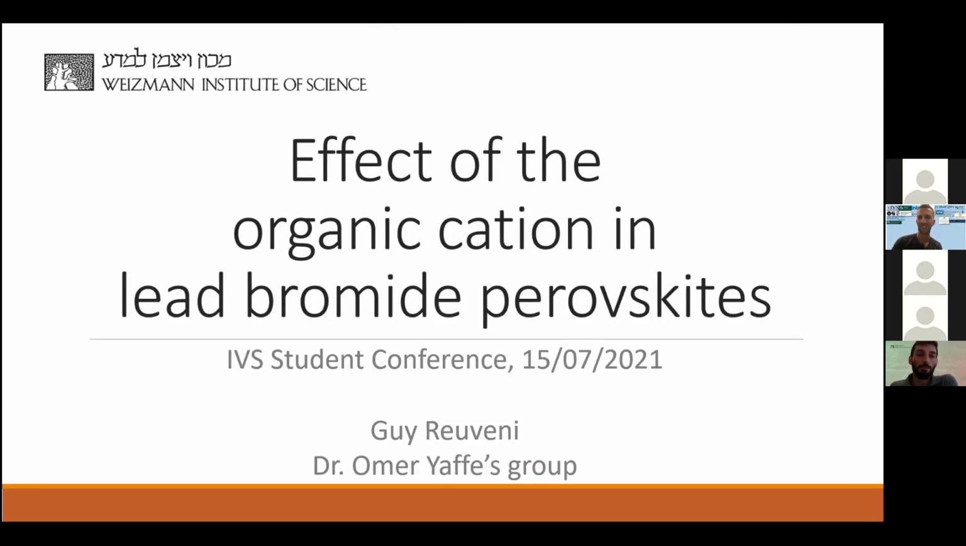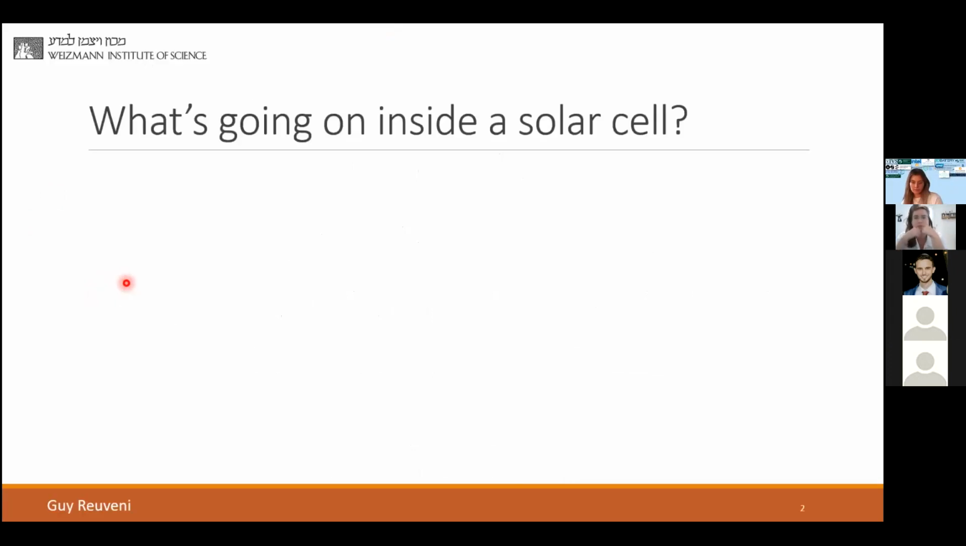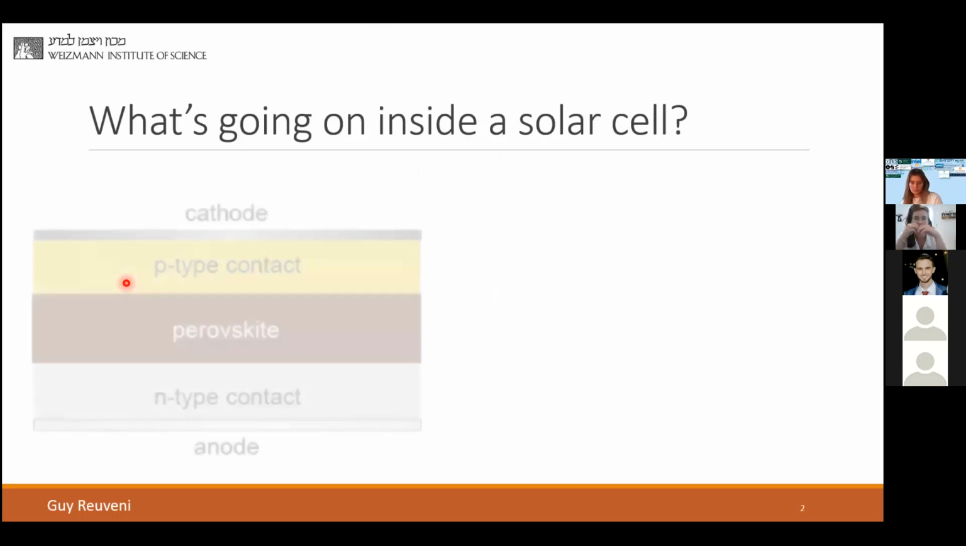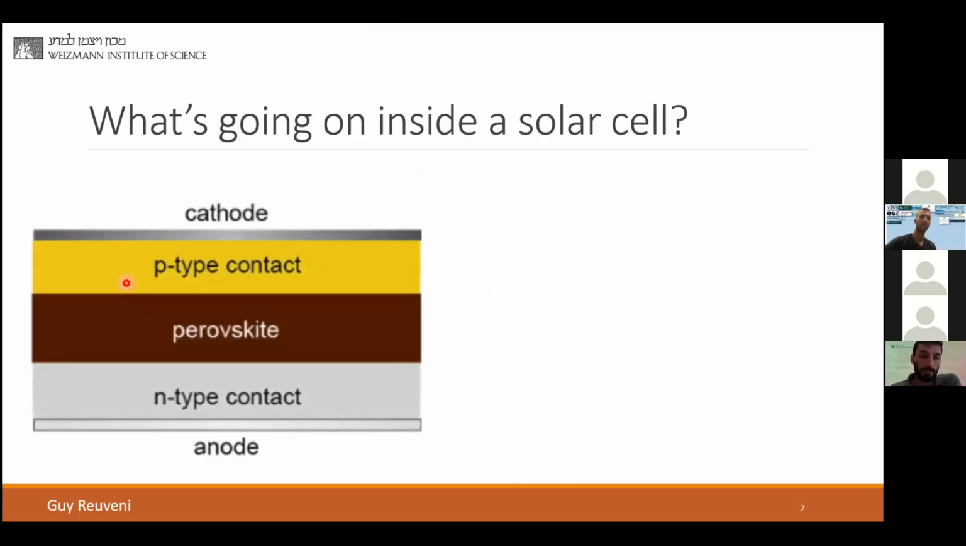Okay. Hi everyone, thank you Maor for the kind introduction. So hi, my name is Guy, and I'm going to talk about the effect of the organic cation in lead bromide perovskite. Let me first start with our motivation, solar cells. So let me show you a schematic of a perovskite solar cell. And obviously we'll focus on the perovskite, the absorber layer of the solar cells.